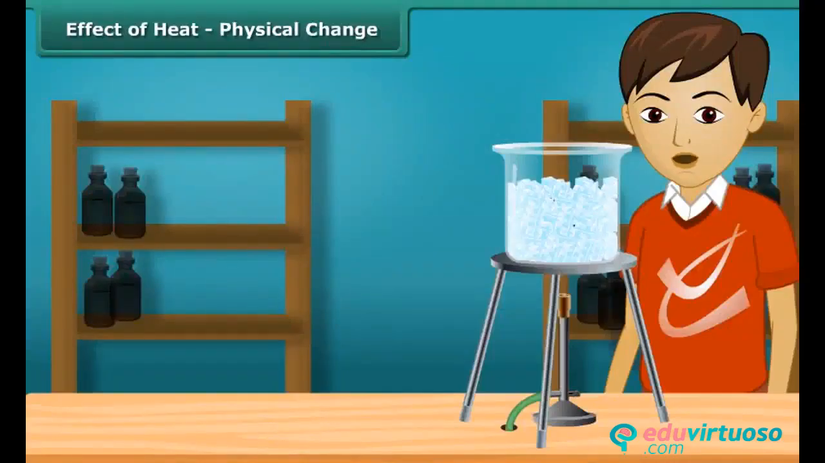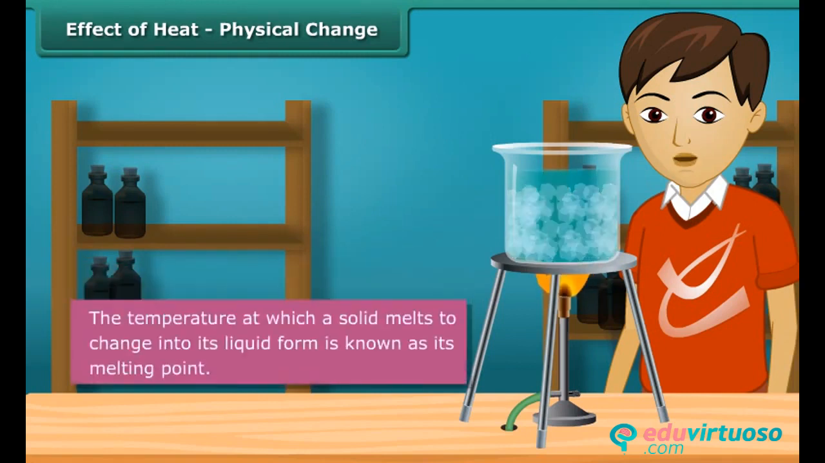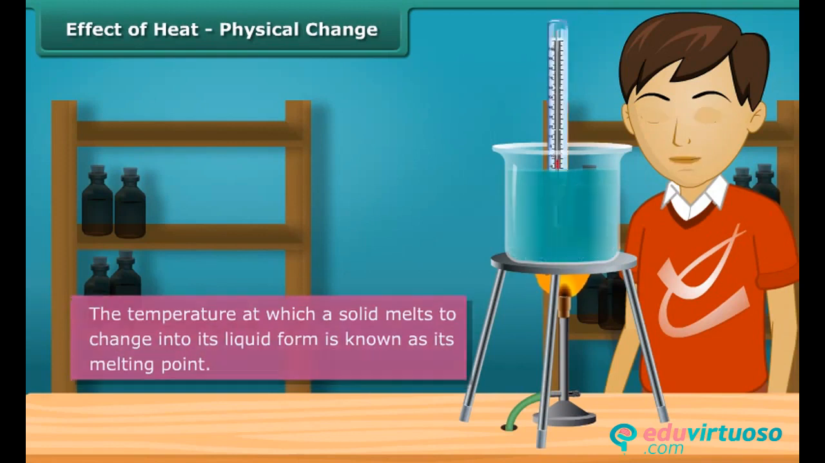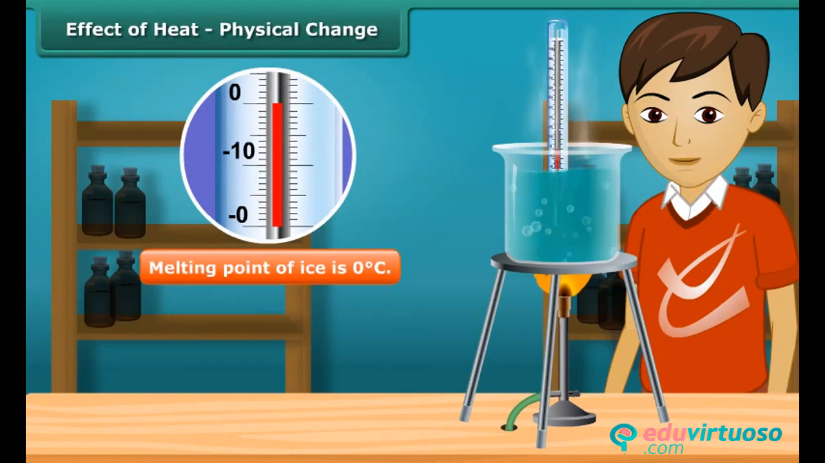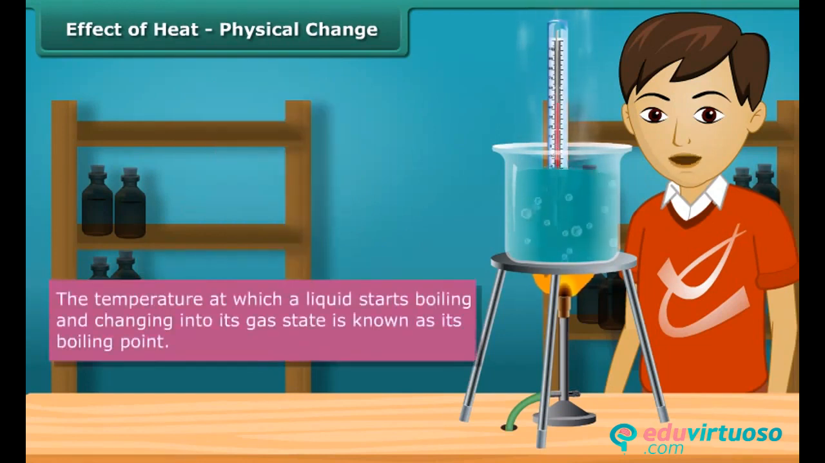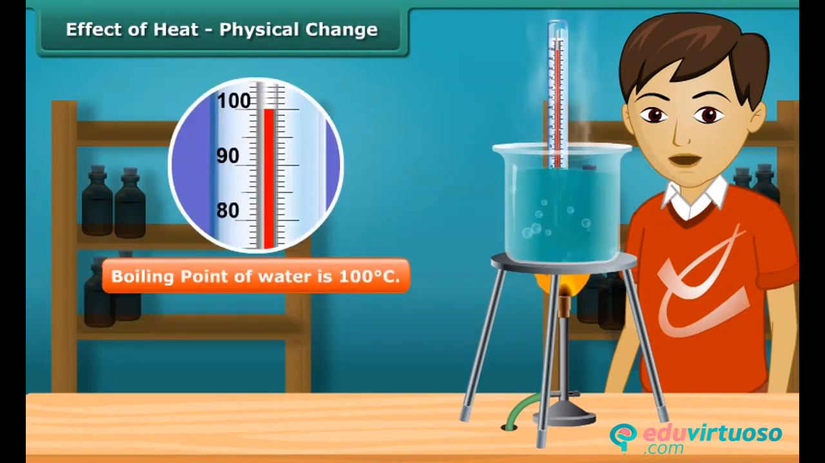Let us now look at how heat affects the change in state. On heating, a solid changes to liquid and a liquid changes to gas. Conversely, on cooling, gas loses heat to change into a liquid and a liquid loses heat to change into a solid. The temperature at which a solid melts to change into its liquid form is known as its melting point. Melting point of ice is 0 degrees Celsius. The temperature at which a liquid starts boiling and changing into its gas state is known as its boiling point. Boiling point of water is 100 degrees Celsius.